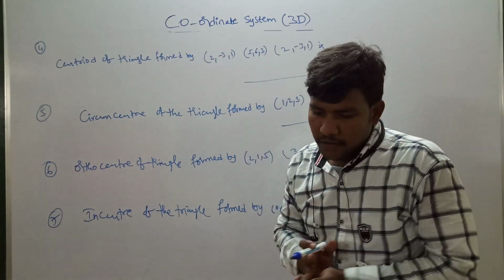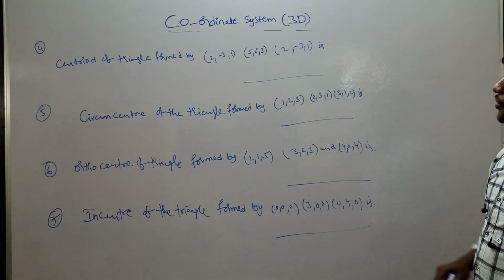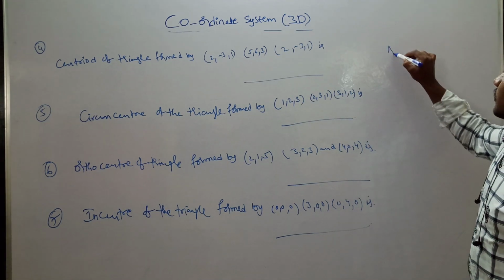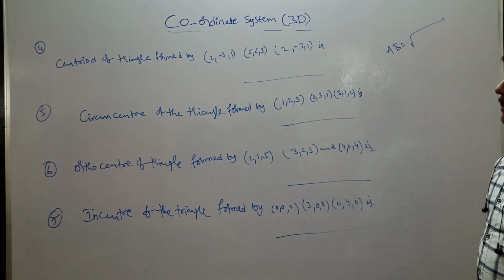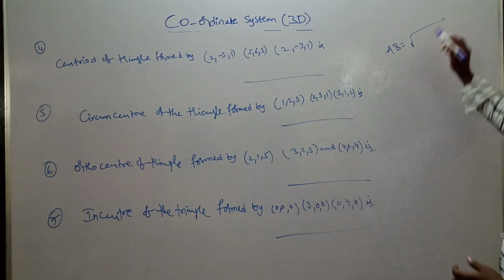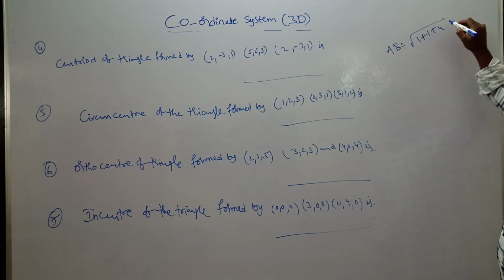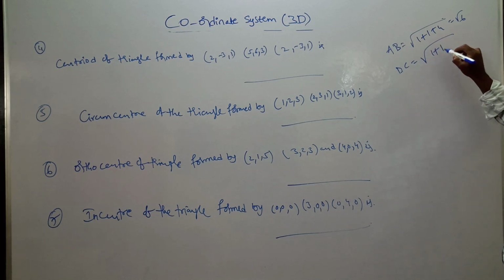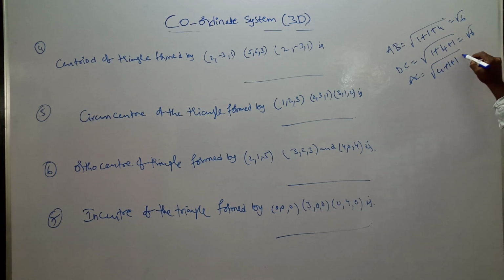Circumcenter of the triangle formed by (1, 2, 3), (2, 3, 1), (3, 1, 2) is. First of all, we check AB equal to distance between the 2 points. Previously we checked these 3 points. Distances: AB equal to root of 1 plus 4, that equal to root 6. BC equal to root of 1 plus 4 plus 1, that equal to root 6. AC equal to root of 4 plus 1 plus 1, that equal to root 6.